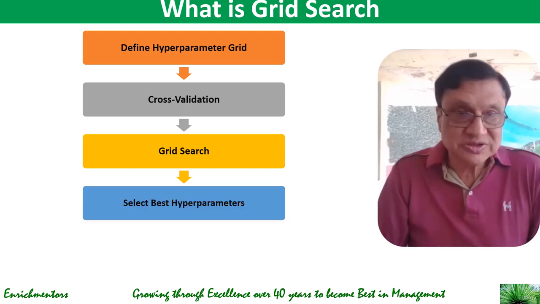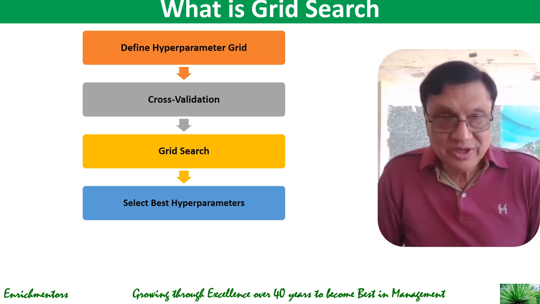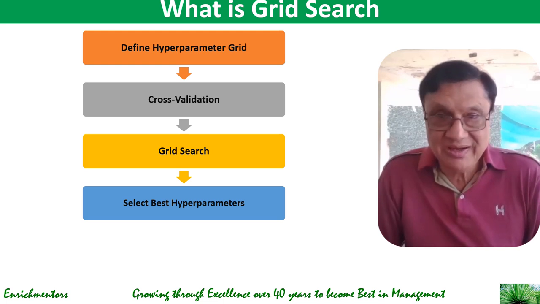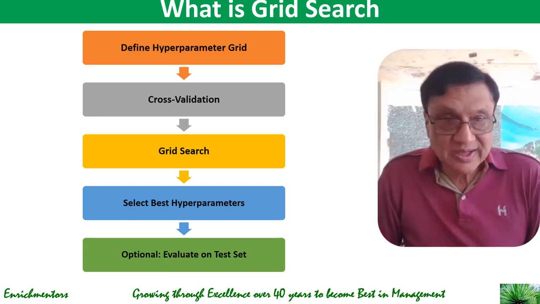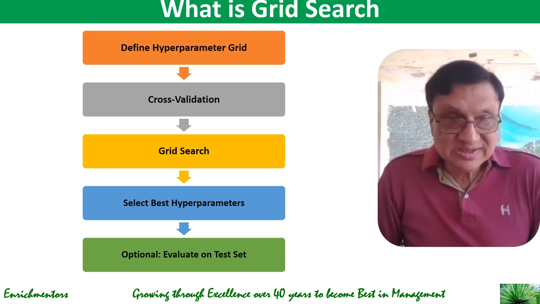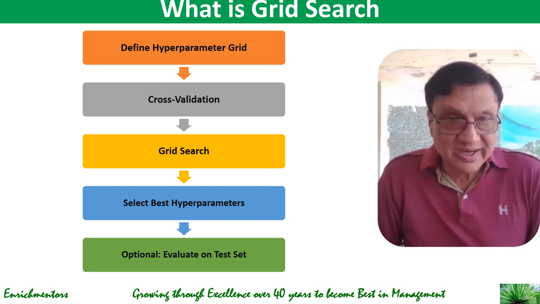Then you select the best possible hyperparameters, the best parameters that give you the best results. After evaluating all combinations, you select the combination of hyperparameters that yields the best performance according to the chosen evaluation criteria. And this combination represents the optimal hyperparameters for the model based on the training and validation data. You can optionally evaluate the selected hyperparameters on a separate test set to estimate the performance on the unseen data. This helps ensure that the selected hyperparameters generalize well to the new data as well.